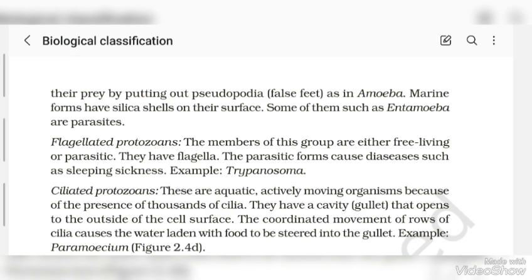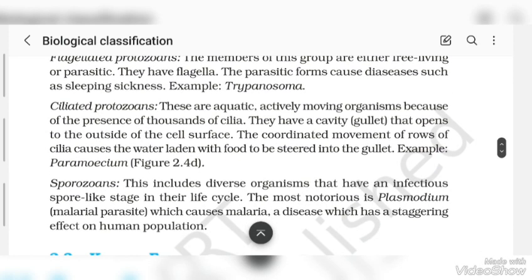Marine forms have silica shells on their surface. Some of them, such as Entamoeba, are parasites. Flagellated protozoans. The members of this group are either free-living or parasitic. They have flagella. The parasitic forms cause diseases such as sleeping sickness, for example Trypanosoma.